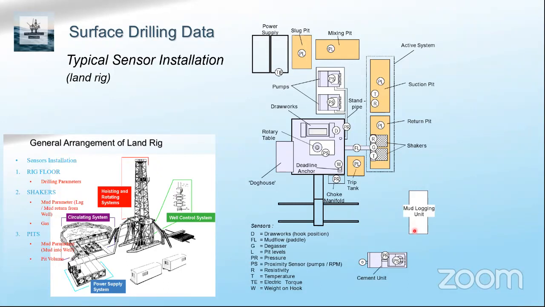So normally the mud logging unit is placed very close to the shale shaker area. And in offshore, sometimes it is just above the shale shaker, on another deck, another floor. Okay, so that is all. That is very important.